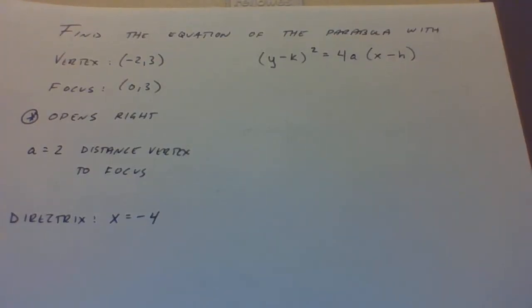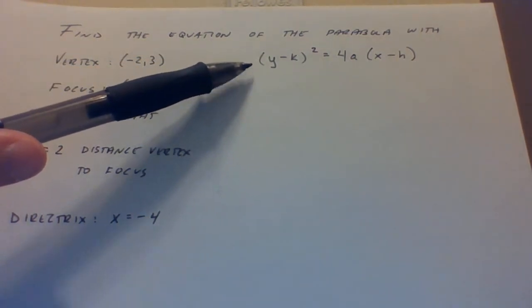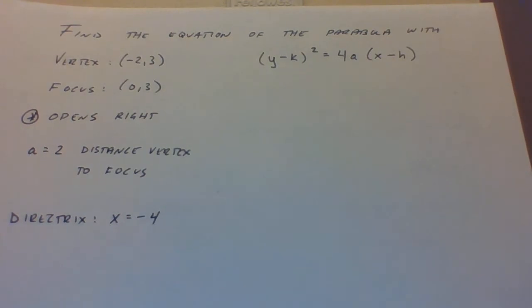Now, because we know this is a parabola that opens to the right, and we know our vertex is not at the origin, we actually have an h and a k value, we're going to use the equation y minus k, the whole quantity squared, equals 4a times the quantity x minus h. Let's go ahead and plug in the pieces we know. We have our h and k value, and we also know the value for a. We have that distance from the vertex to the focus.